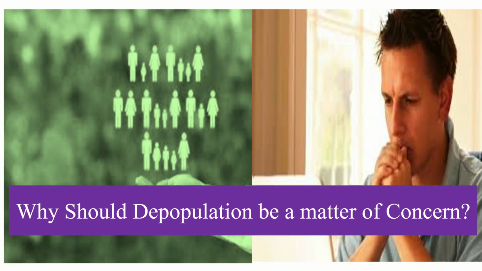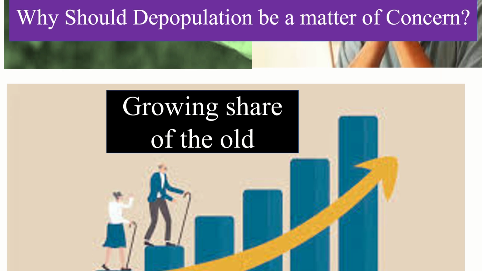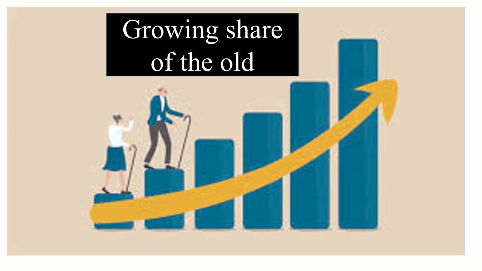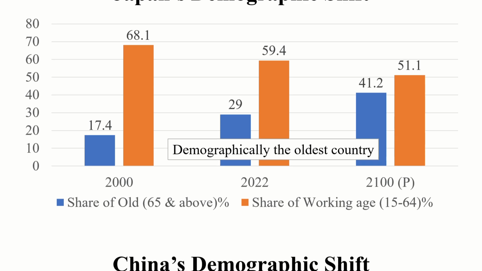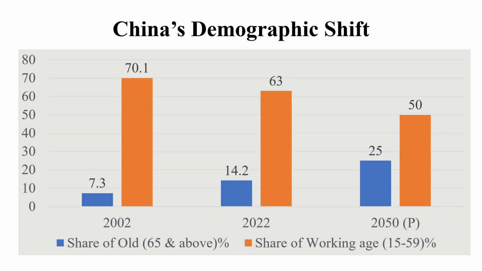Now, why should depopulation be a matter of concern? For one thing, it results in growing share of the old population. As you can see on the screen, in Japan, the share of the old population, that is 65 and above, is likely to reach 41.2% by the end of the century. In China, the share of the old population is projected to increase to 25% by 2050.